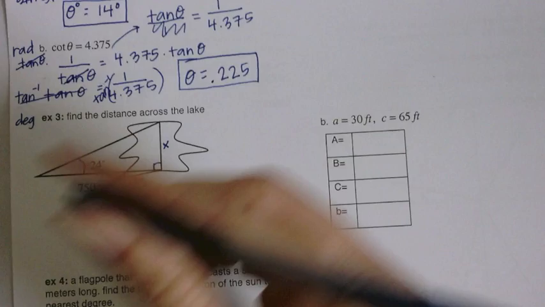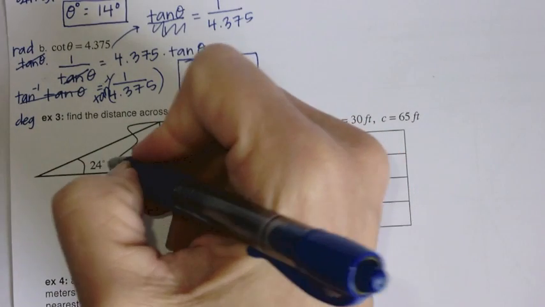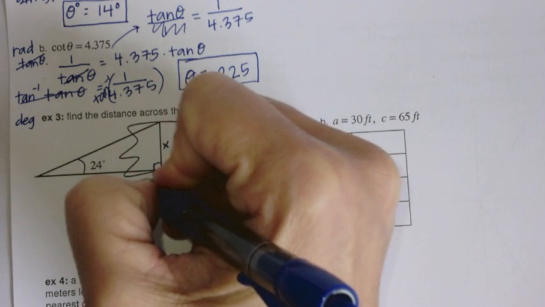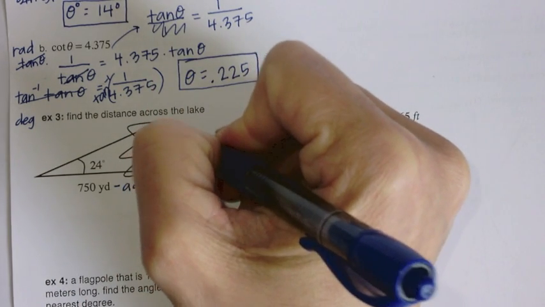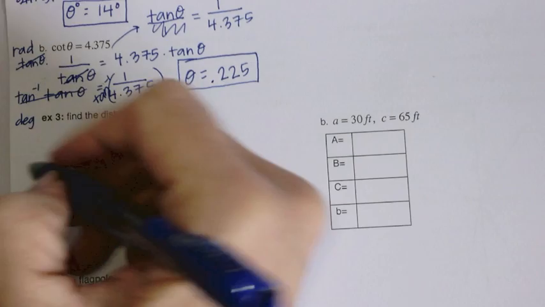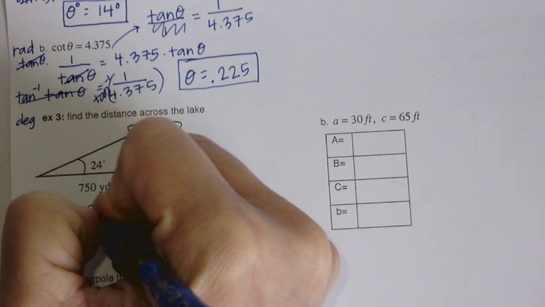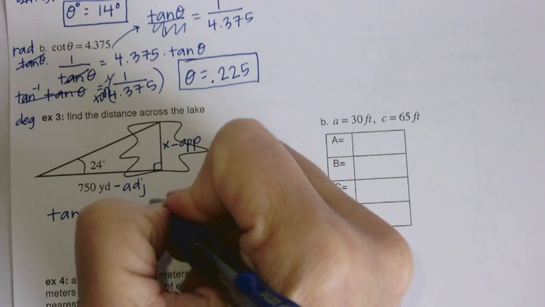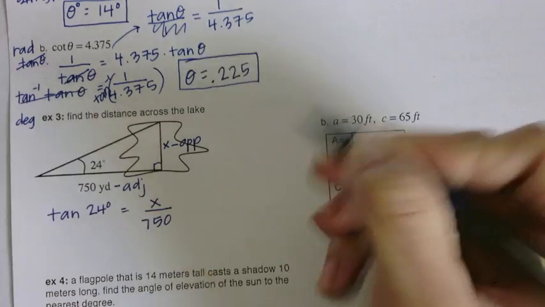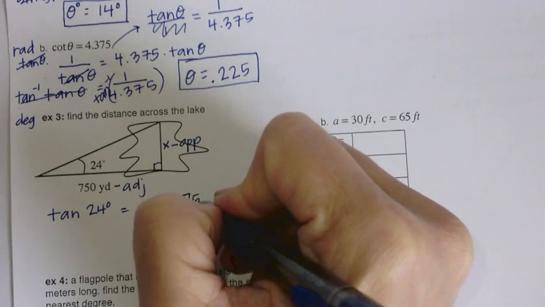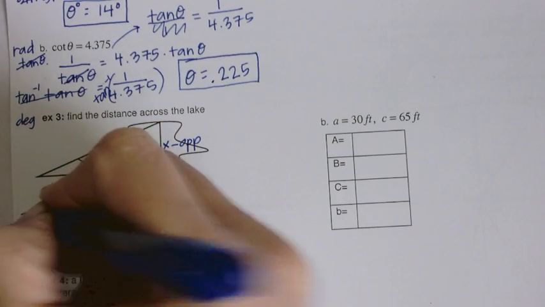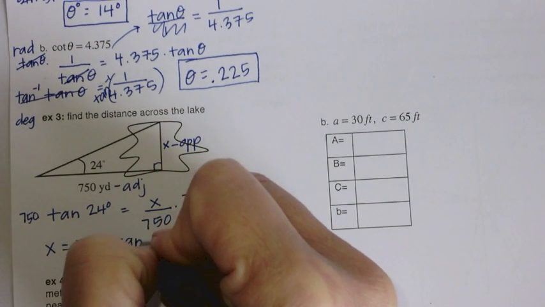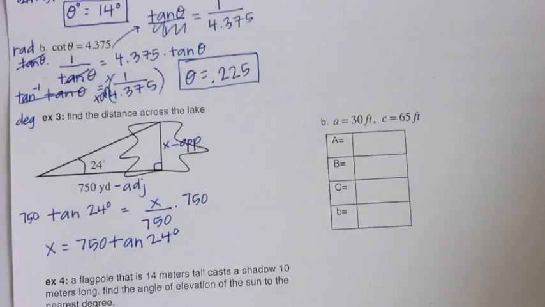So what you're going to want to do is label the side that you have. So according to this 24-degree angle, that would be adjacent and this would be opposite. So then what trig ratio would I need? That would be the tangent of 24 degrees. So we're actually putting an angle in here instead of a variable, equals x over 750. And then we're solving for x, so I'm going to multiply both sides by 750. So the distance across the lake can be calculated by multiplying 750 times the tangent of 24 degrees.